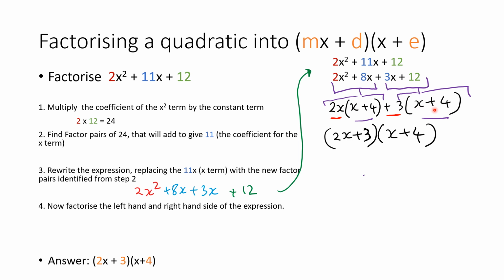And what you can see, the brackets in this row are the same, x plus 4 and x plus 4. And this is the reason why we could write these down, because these are 2x, x plus 4, and 3, x plus 4. You could add 2x plus 3 into one bracket, and then you have your separate x plus 4.